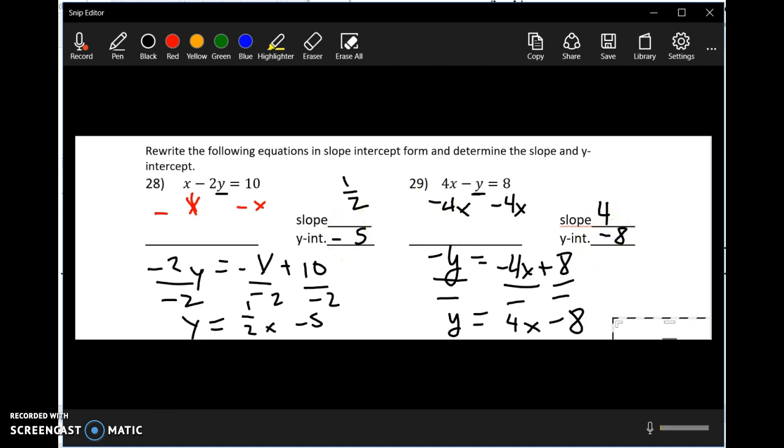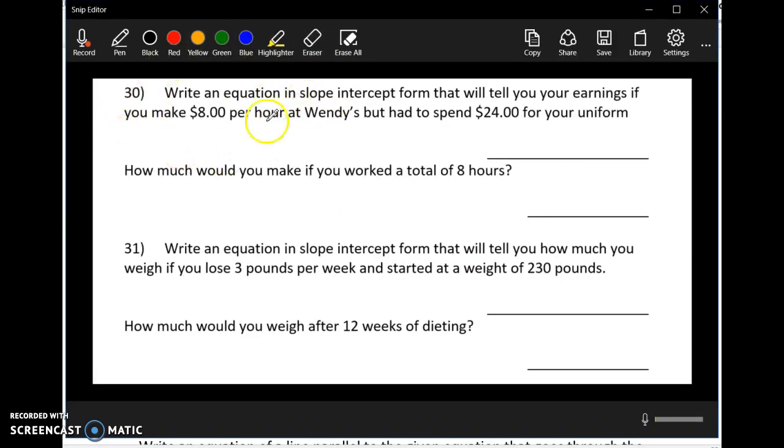Try the next one. It wants me to write a line equation for this right here. If I was going to write a line equation, my line equation gives me my slope and my y-intercept.